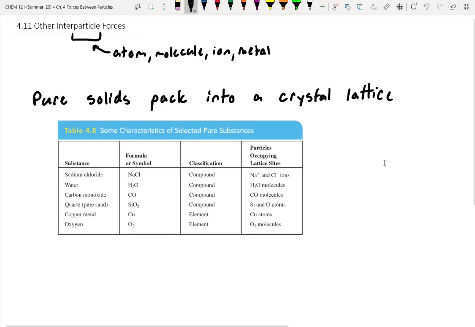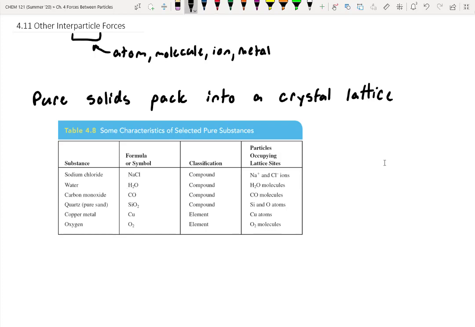In the top one, we've got sodium chloride, and the formula symbol is NaCl. This is a compound because it's made up of two different types of elements, one being sodium, one being chlorine. We know that sodium chloride is ionic, so it's made up of sodium cations and chloride anions. That's one type of situation we could run into, just ions. The next one is water, H2O, and it's a compound because it's made up of different elements, hydrogen and oxygen. It's made up of water molecules. Water is not ionic, so it's classified as a covalent compound.